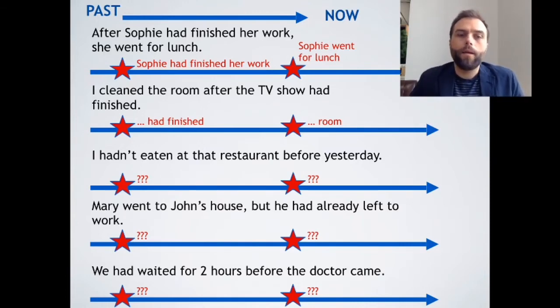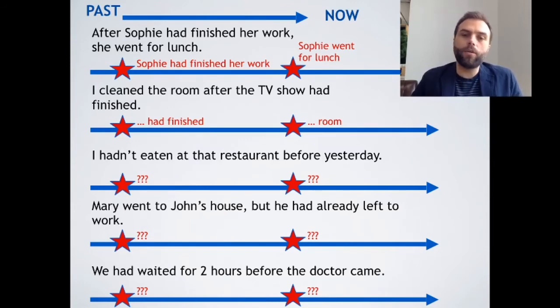Okay. The next example, Mary went to John's house, but he had already left to work. So, what is the first action, the first red star? He had already left to work is the first red star. And the second red star, Mary went to John's house.